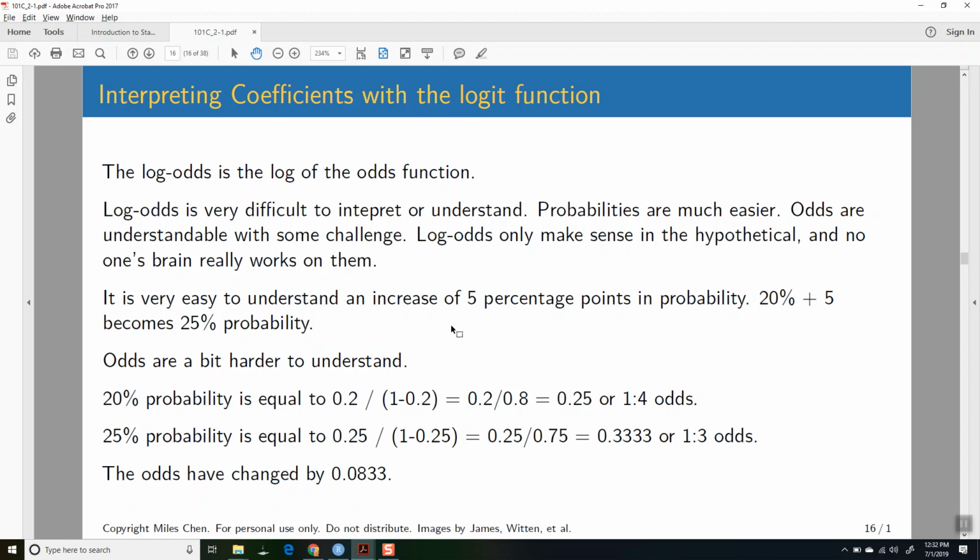If we bump that up to 25% probability, 25% probability is basically 1 in 4. So there's 1 chance that it will happen and 3 chances that it won't, and we say that's 1 to 3 odds. So increasing 5 percentage points, going from 20 to 25%, changes the odds from 1 to 4 to 1 to 3, which means our odds have changed by 0.0833. That's a little bit weird because we've gone from 0.25 to 0.333, so our odds have changed by 0.0833.